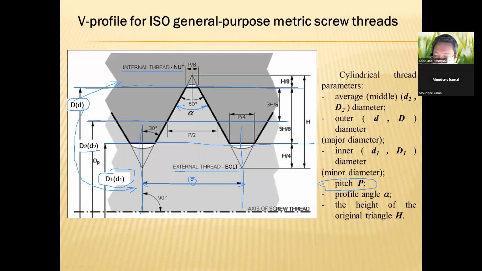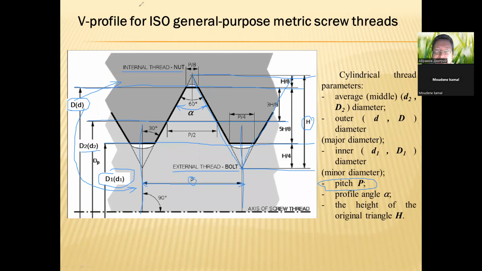The height of the original triangle. There is an original triangle from this to that. It's the original triangle, and H is the height of the original triangle. That's all the parameters of the metric screw threads.